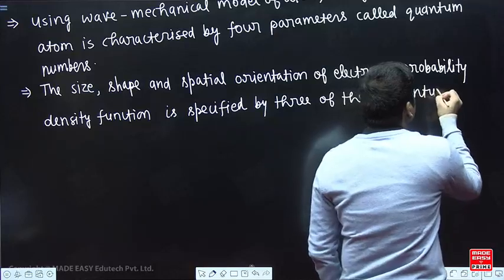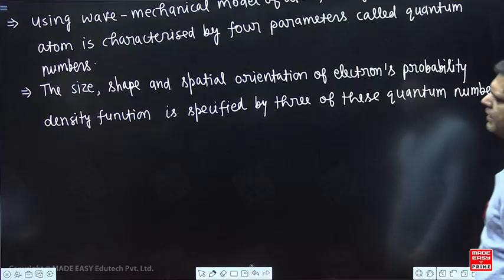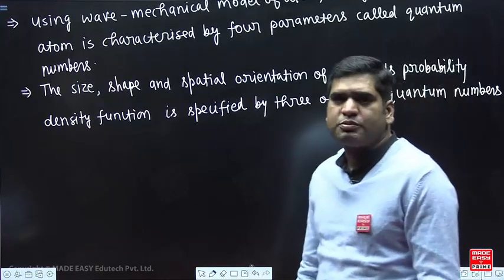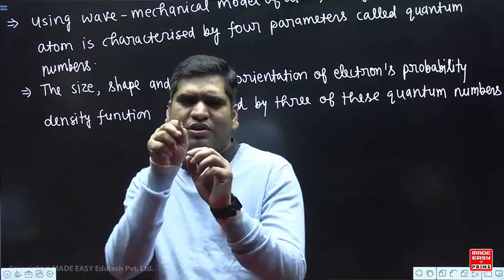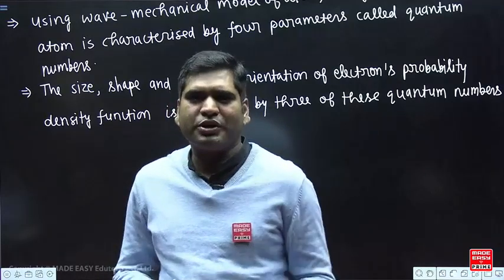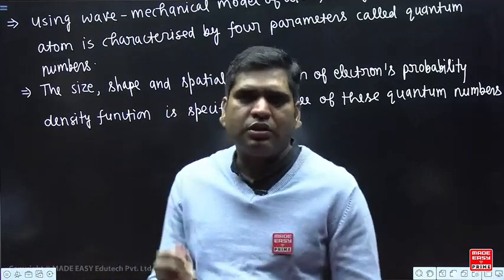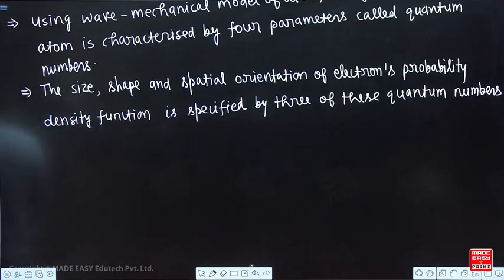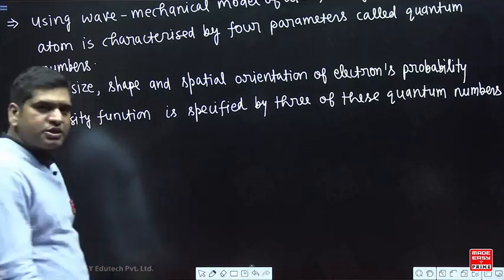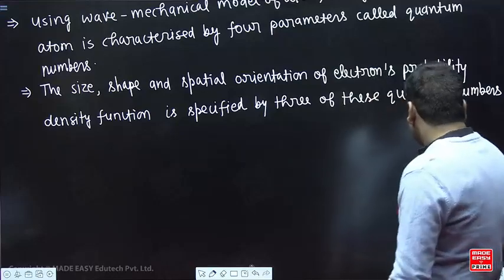Actually, the fourth quantum number tells us only about the spin of electrons. So, to locate an electron in three-dimensional space, only three quantum numbers are sufficient. The fourth one will tell you either anti-clockwise or clockwise spin, so it is not about location. Sometimes they ask the minimum number of quantum numbers required to locate an electron in three-dimensional space. The minimum is 3.